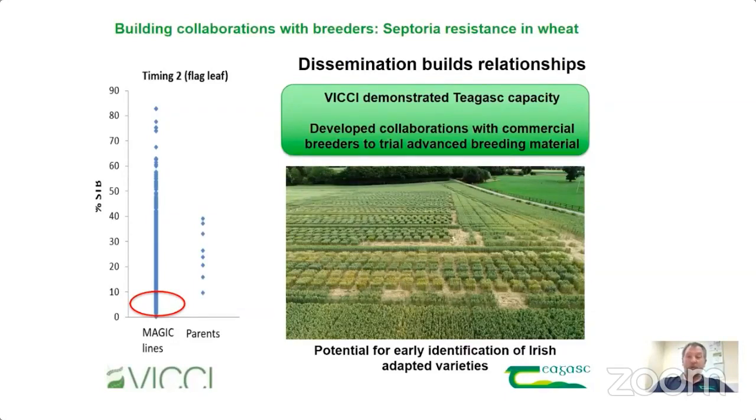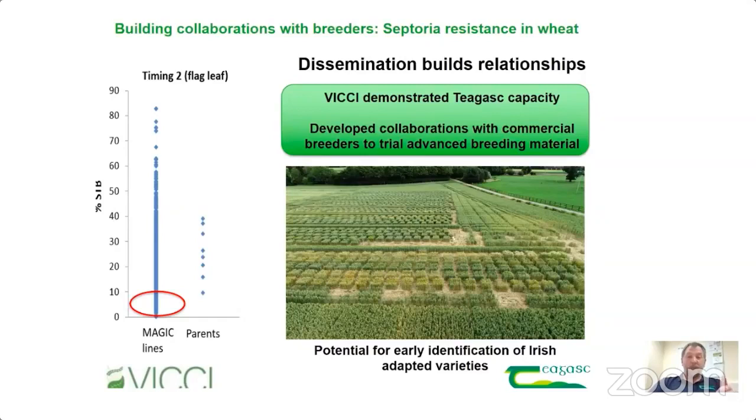One interesting consequence of Vicky is that during the project, we developed stronger relationships with commercial wheat breeders who were interested in our experimental results and excited by our capacity for large-scale testing for septoria resistance. So subsequently, we started collaborations with these companies to test their advanced breeding material at Oak Park. And here's an image of one of the recent trials.